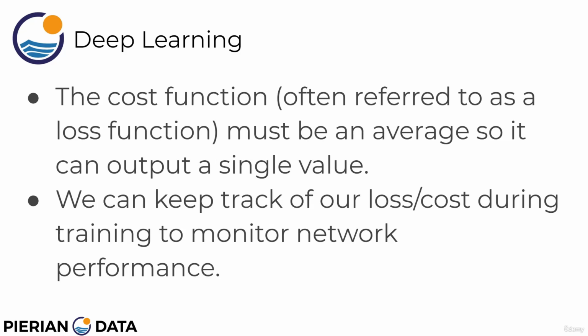Okay, so in order to compare our neural network's output to the true value, we're going to be using what's known as a cost function. This is also often referred to as a loss function or error function. Essentially, it's just something that measures how far off you are from the true value based off your prediction. One important caveat is it should be an average, so that it can output a single value. Then you can keep track of that loss or cost during training to monitor network performance. So hopefully during each epoch of training, your loss or cost goes down, down, down until you converge to a minimum cost value.